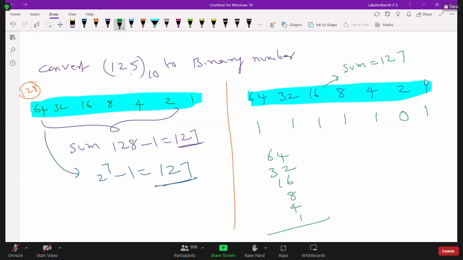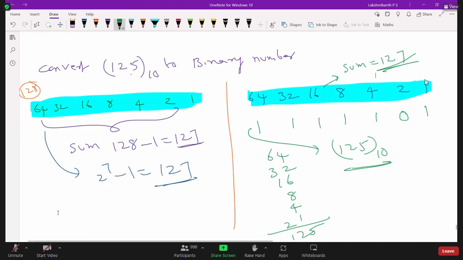You add this: 4 plus 2, 6, 12, 20, 24, 25. Right? Now what about this? 6 plus 3, 9, 10, 12, 125. So this number is 125 in base 10. Because 127 means all are ones, so this is how we can write.